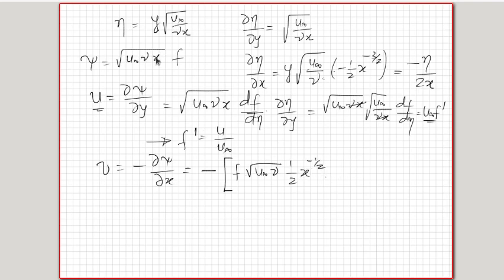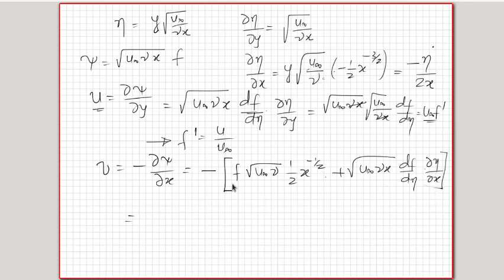Okay, so that is the first one, plus the second one is square root of u infinity into nu x into, this will become df by d eta into del eta by del x. Okay, and what is del eta by del x? Del eta by del x is nothing but minus eta by 2x, as we have obtained here. Okay, this one, and so we'll use that here.